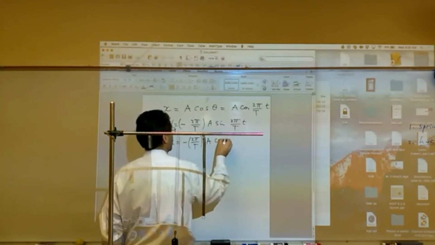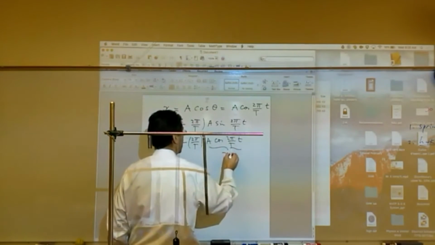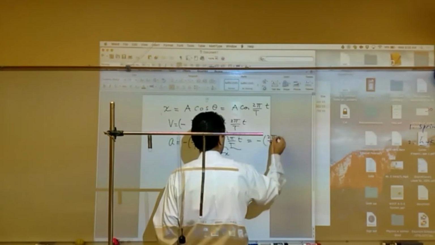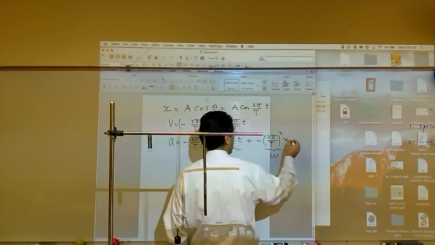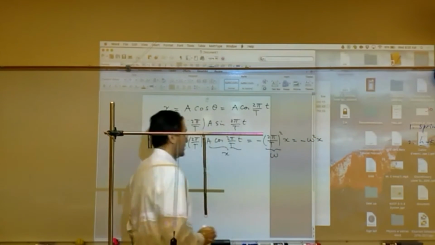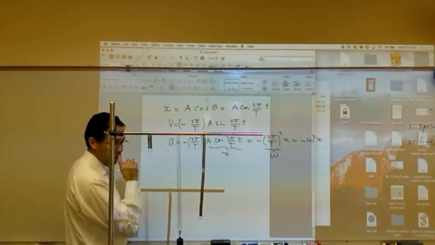Just have to take my word for it. And this is x basically. So this is going to be negative 2 pi over T squared times x, and we call this quantity angular acceleration. So this is basically negative omega squared times x. Now, we're going to do F net equals ma.